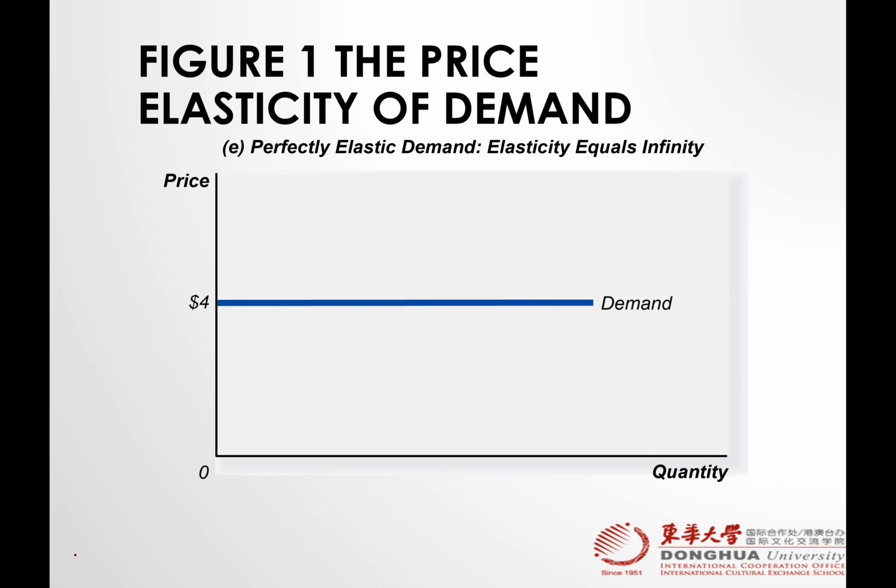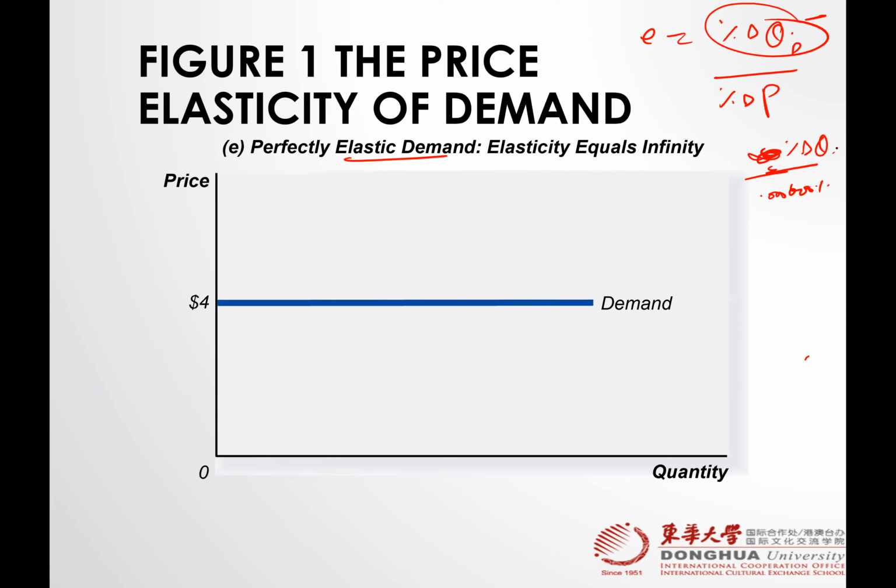And now perfectly elastic. So remember the formula: percentage change in quantity demanded divided by percentage change in price. So it means if we change the price, we will see a huge change in quantity demanded, which means the answer is infinity, right? Even if we change the price by 0.0001, the quantity demanded would change drastically. So if the denominator is close to zero, the answer would be infinity, because this is close to zero, right?